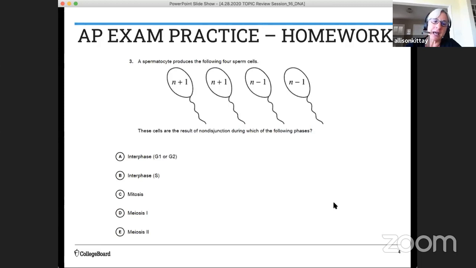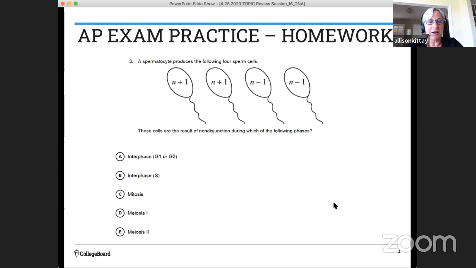And so you can see that N represents haploid. So you've got 2 sperm cells that are N+1 and 2 sperm cells that are N-1. So your choices are A, interphase, either the G1 or G2, B, interphase, the S phase specifically, C, mitosis, D, meiosis 1, and E, meiosis 2.